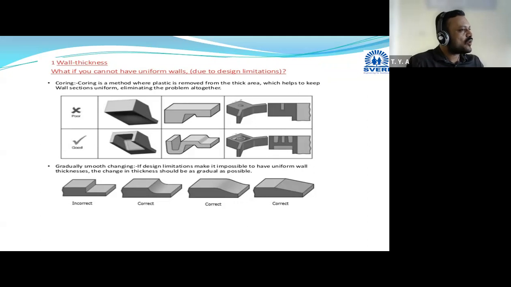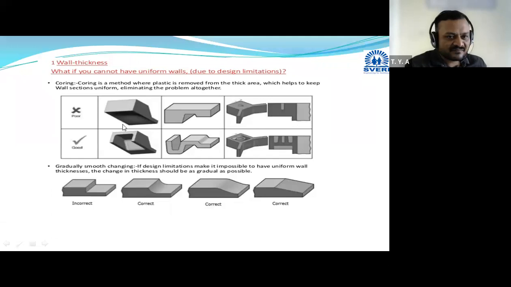Okay, and which points do you have to consider? As far as possible, you have to go for minimum wall thickness, and it should be uniform throughout. Okay, so these are some examples, 3 examples, and how they are modified. In this way, they have modified it. Okay, and while modifying it, you have to take into consideration only 2 points: minimum wall thickness and uniform wall thickness.